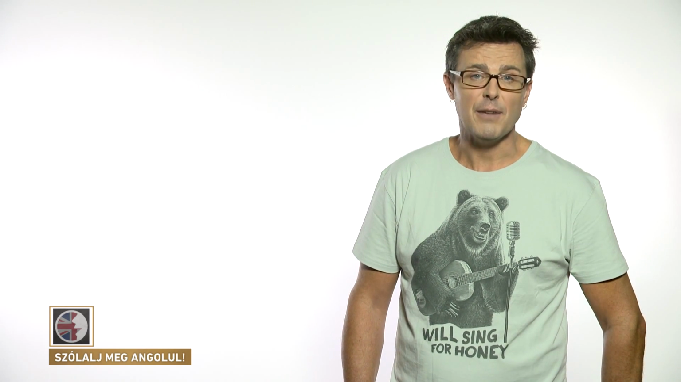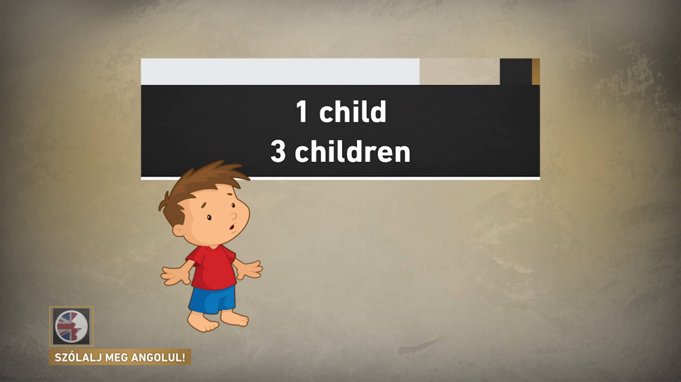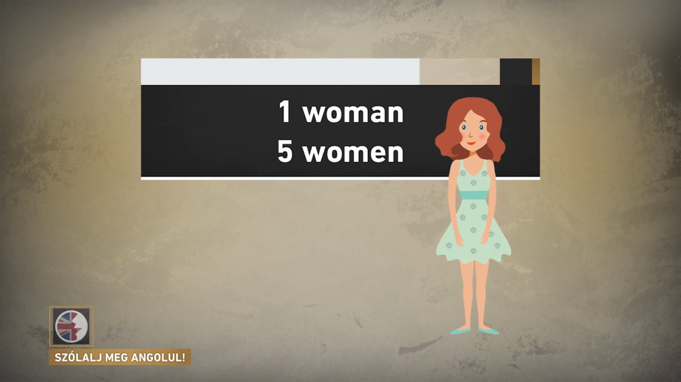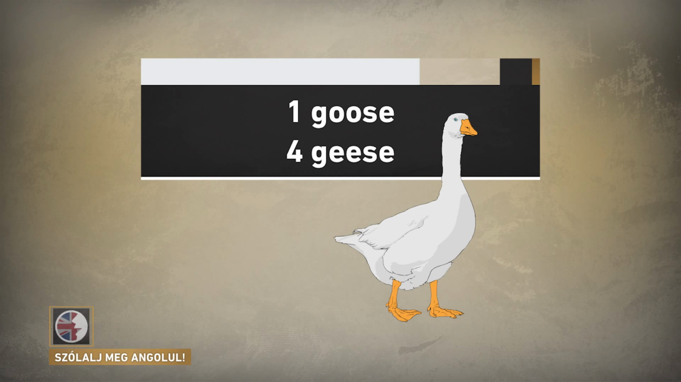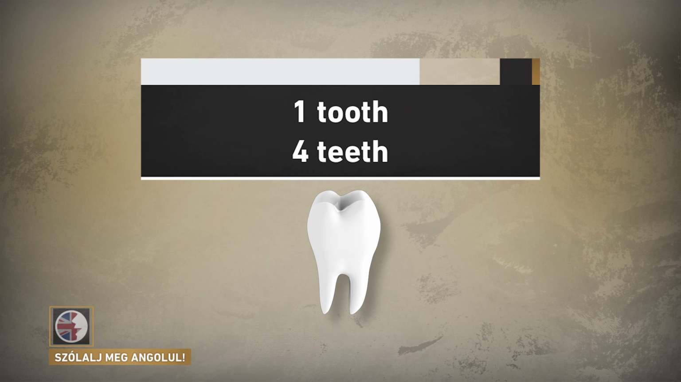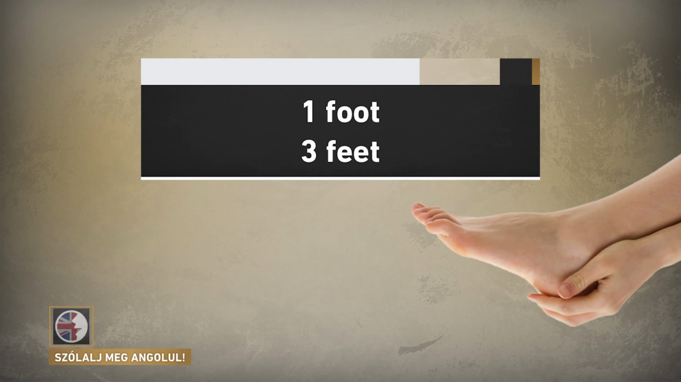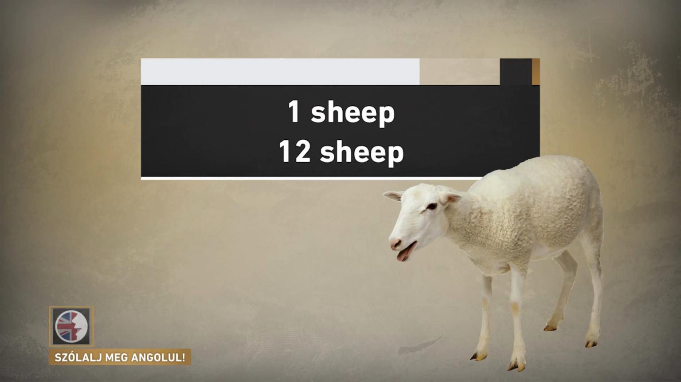Finally, there's group 5. Group 5 is irregular. There is no logic here. With nouns in group 5, we have to learn and remember them. One child, but 3 children. One woman, but 5 women. One man, but 5 men. One goose, but 4 geese. One tooth, but 4 teeth. One foot, but 3 feet. And my favorite, one sheep, but 12 sheep.